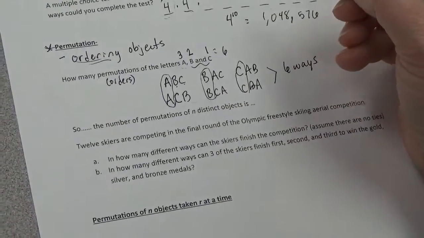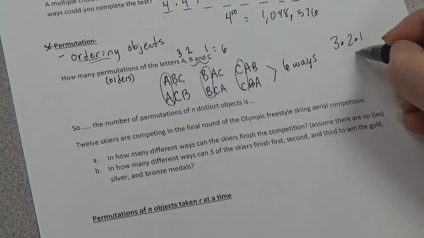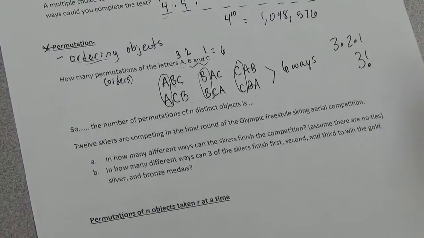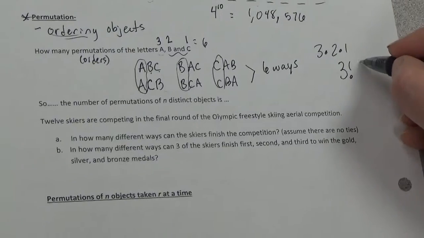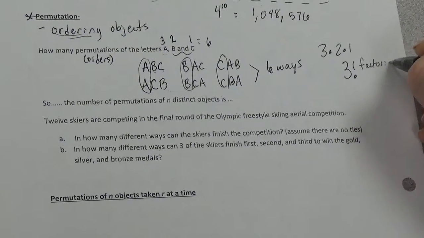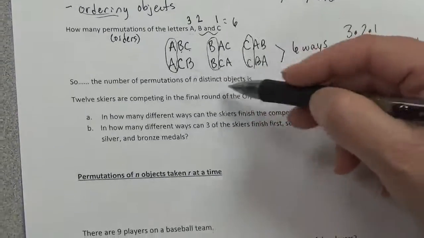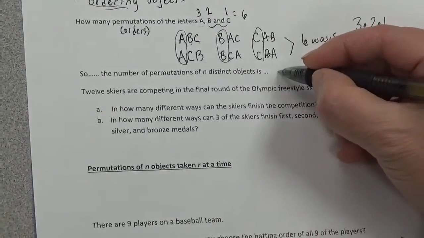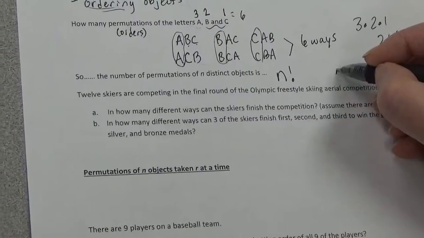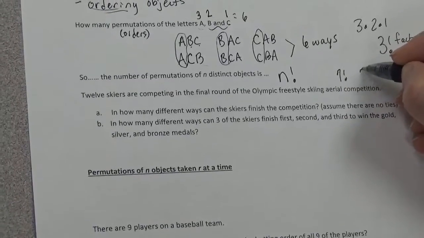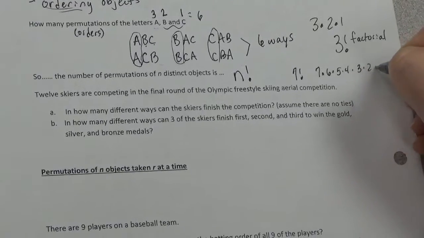Now, another way of saying 3 times 2 times 1 is to write 3 factorial. You might have seen the exclamation point on your calculator before, but what this is called is factorial. So if we want to find the number of ways objects can be ordered, we would take the number of objects factorial. Let's say I had 7 factorial. What that would mean is 7 times 6 times 5 times 4 times 3 times 2 times 1.